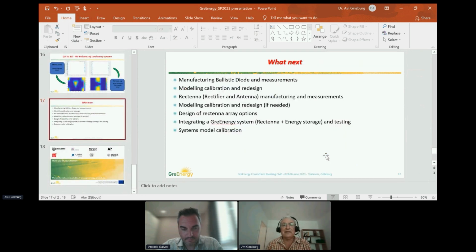So what next? First of all is to manufacture the ballistic diode and to do the measurement, to calibrate the modeling, and if we need to, redesign the first articles. And then to put together the antenna and the rectifier, meaning a rectenna, manufacture them, measure them, and again calibrate the model. And from that point to go to design several array options of rectennas, integrate them all together with the overall system with energy storage, testing it, and again calibrate the overall system model.